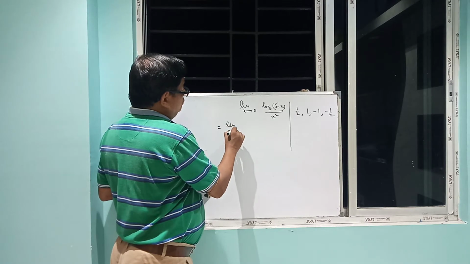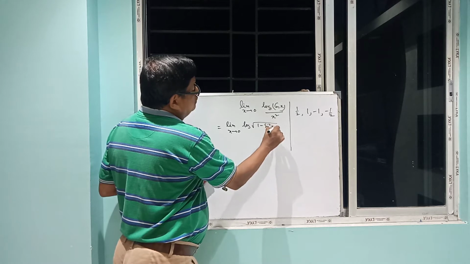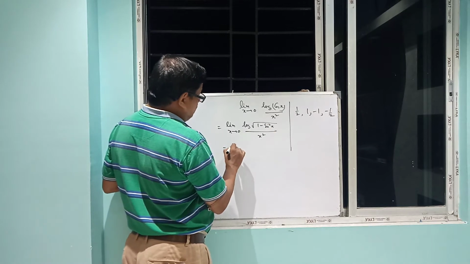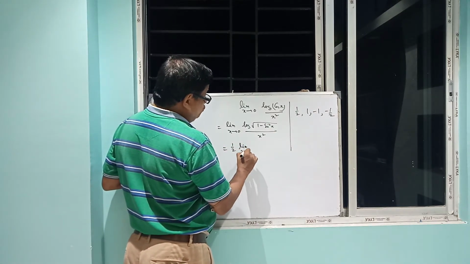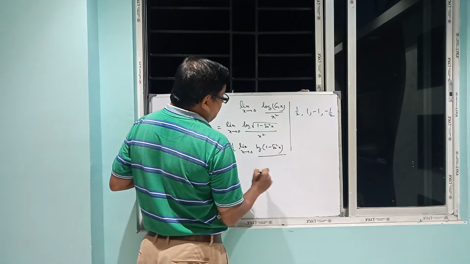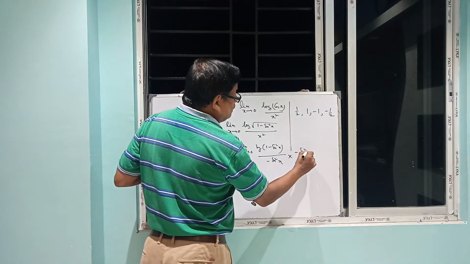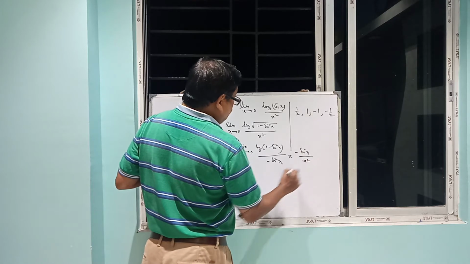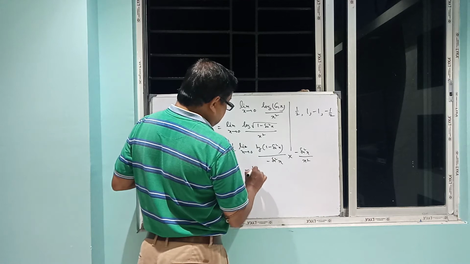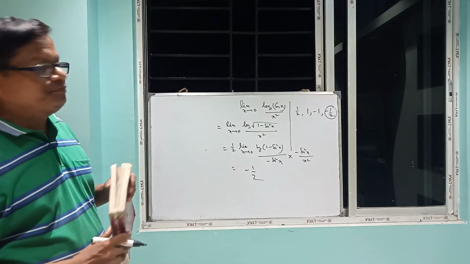Limit x tends to 0. Log, this you can write now, 1 minus sin square x, by x square. Take half outside: half, limit x tends to 0, log of (1 minus sin square x) by minus sin square x, into minus sin square x by x square. Okay? So this part is 1, this is minus half, no? So minus 1, that is minus half. So this is the answer. Okay?